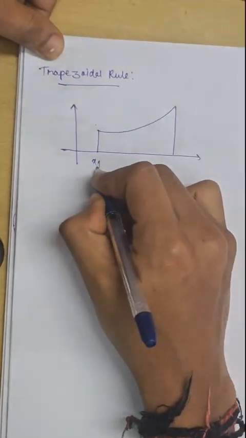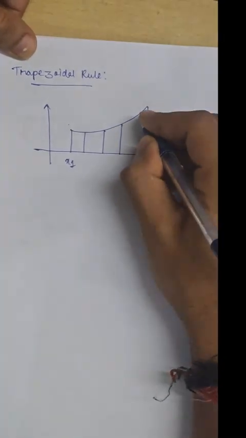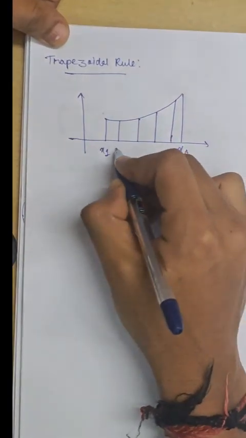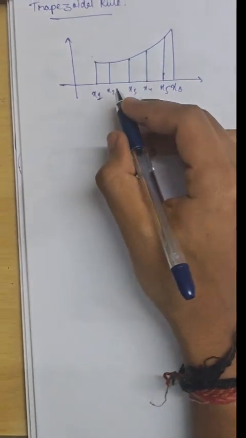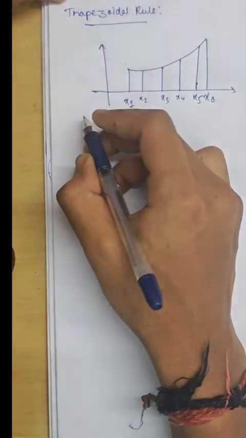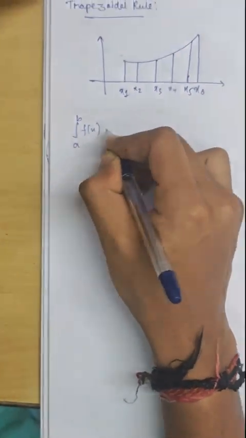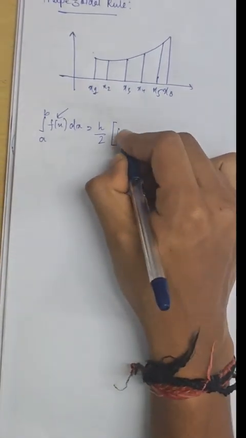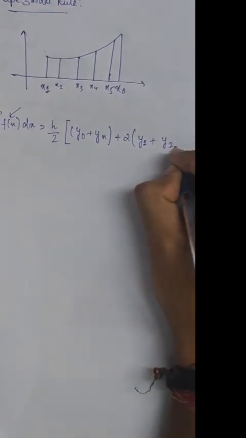From, let's suppose, x1 to x6. So we divide the area under the curve into 5 equal parts, and we try to estimate this area using a formula, with x2, x3, x4 and x5 marked here. So according to the formula of the trapezoidal rule, the integral from a to b of f of x is given as h by 2 times y0 plus yn plus 2 into the sum of all the terms y1 up to yn minus 1.